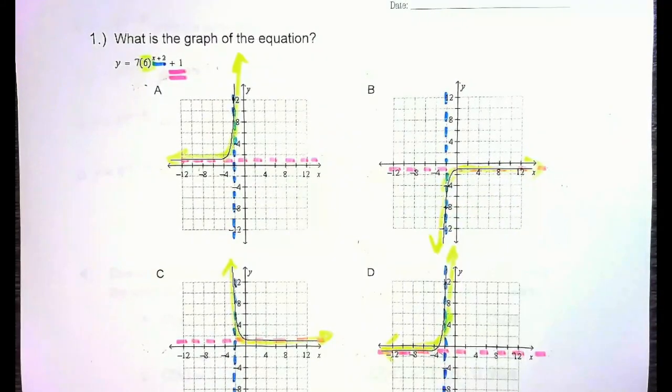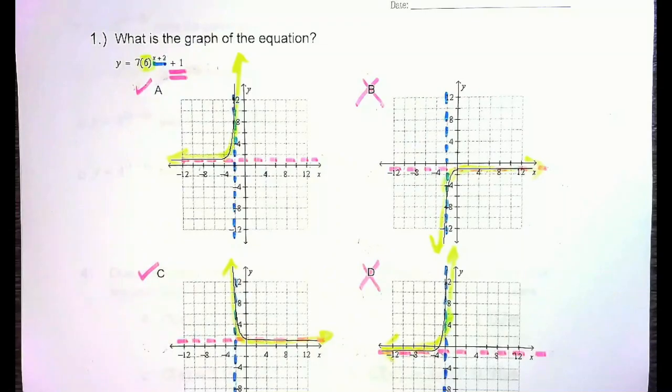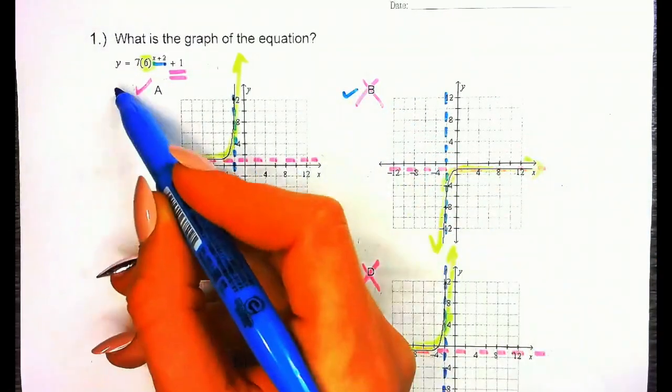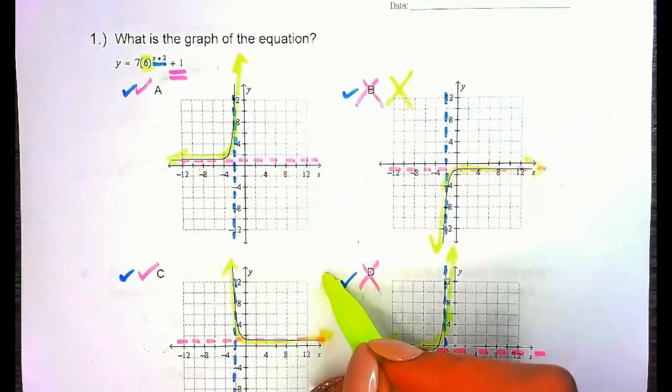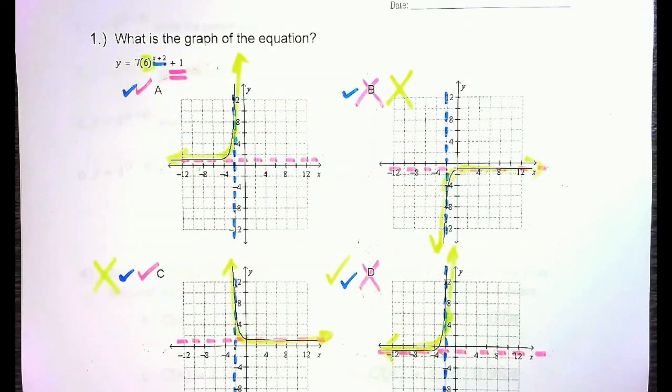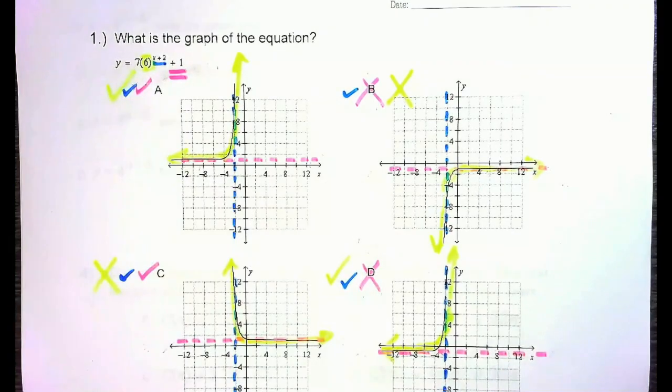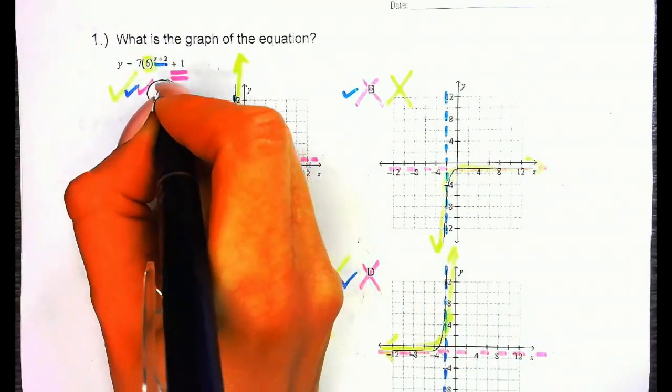The 6 is the base of the exponential. That means we have an exponential growth function. As long as your base is greater than 1, you have an exponential growth. If that number were something between 0 and 1, we would have had a decay. There's no reflections anywhere, so by process of elimination, the answer is A.